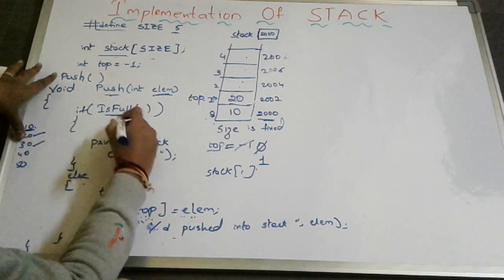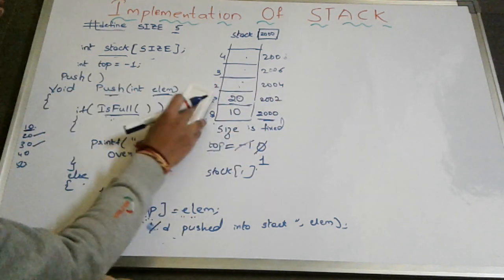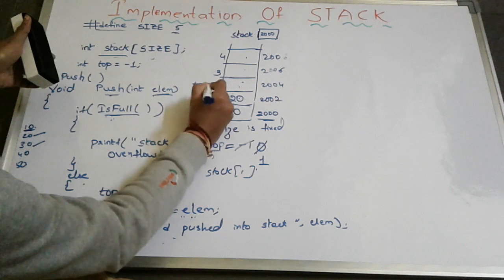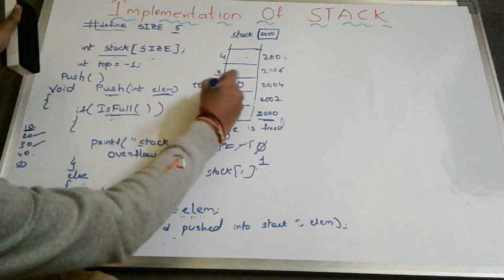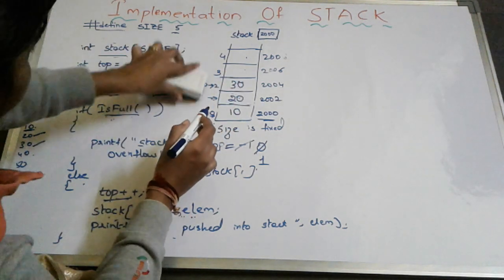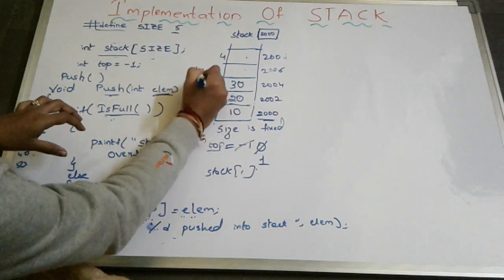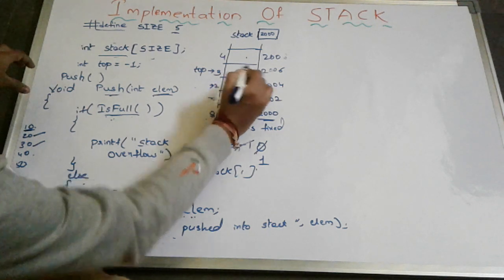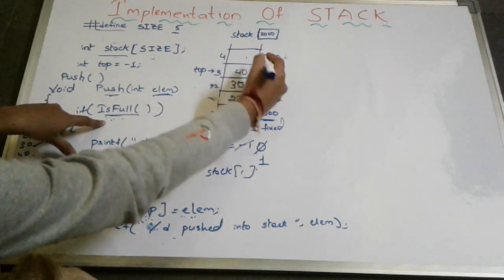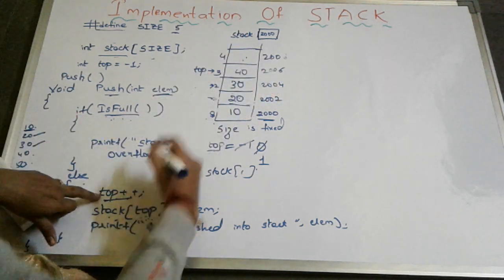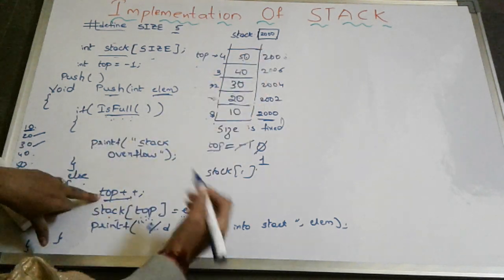Now similarly 30, it checks whether it is full or not. It is not full. Similarly top is incremented, top points to index 2, and then it is inserted. For 40, isFull returns false. Top plus plus, and 40 is inserted into the stack. And then 50, it checks whether it is full or not. It is not full, so it returns false. Top will be incremented and 50 is inserted.